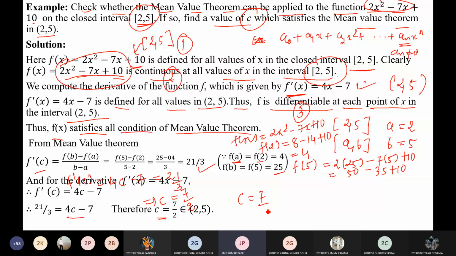Now if you think about c is equal to 7 by 2, does it belong to 2 to 5 or not? Yes, sir. Okay, we use the mean value theorem to find the value of c. Clear? Any confusion? No, sir.